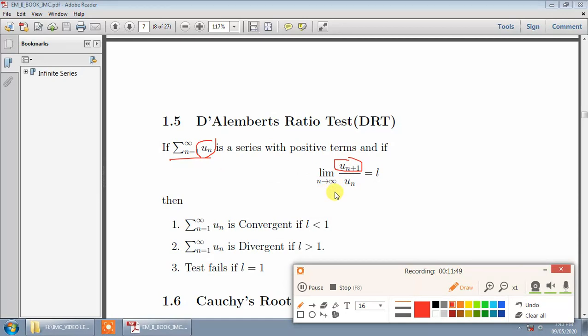and we take limit n tends to infinity, and if that limit is equal to L, then if L is less than 1, the series converges, and if it is greater than 1, the series is divergent. But if L is exactly equal to 1, in that case this test fails. What is the meaning of test fails? We cannot use this test for a series which has this value equal to 1, so we have to use another test. So that is called D'Alembert's ratio test.